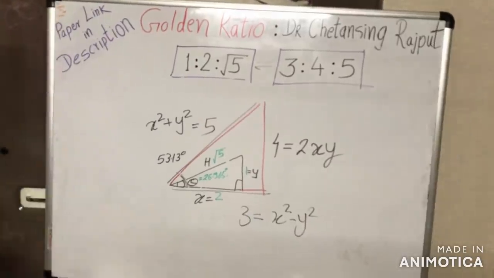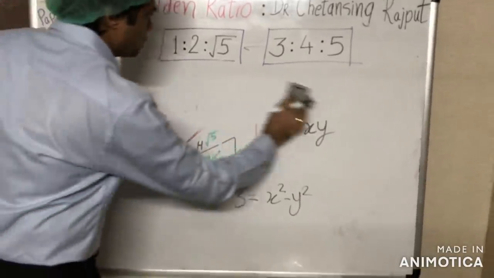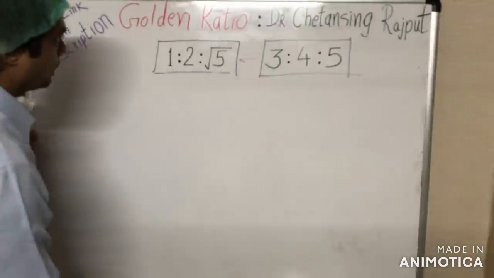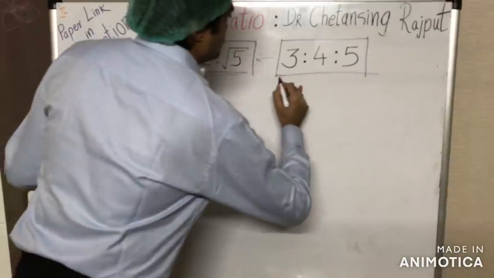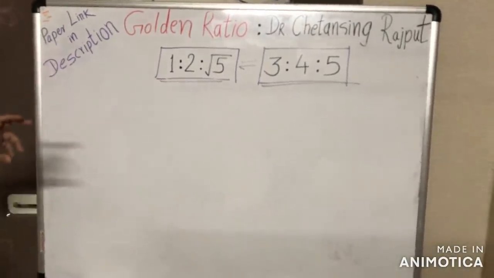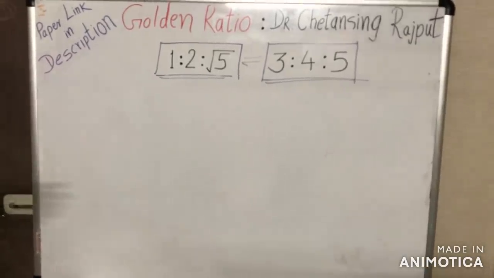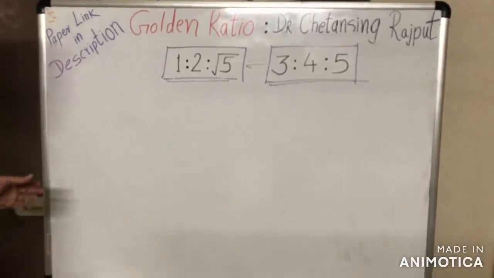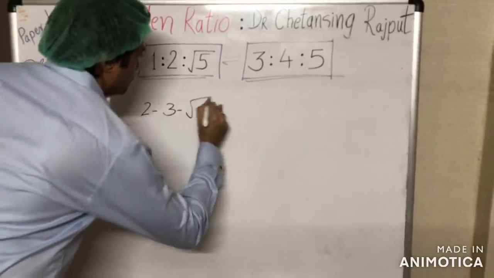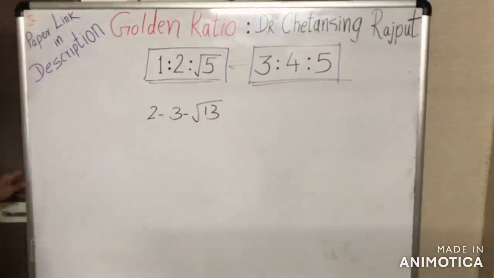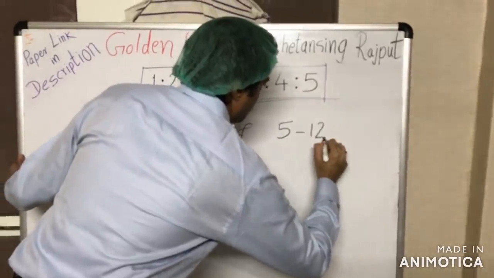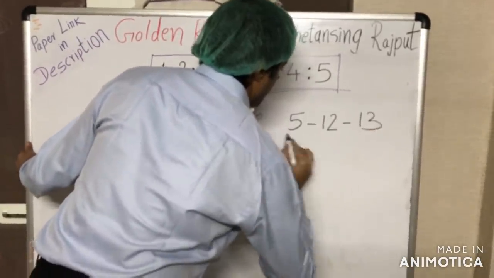Now, however, so many other triangle couples are formed on the same principle. The 1, 2, root 5 and 3, 4, 5 triangle couple is the classical example of such a couple. There are so many other couples which are formed on the same principle, like the 2, 3, root 13 triangle and the 5, 12, 13 Pythagorean triangle.